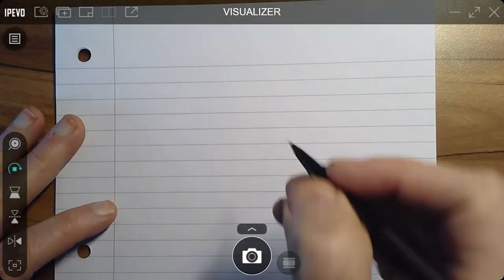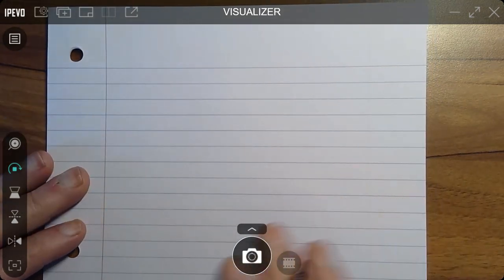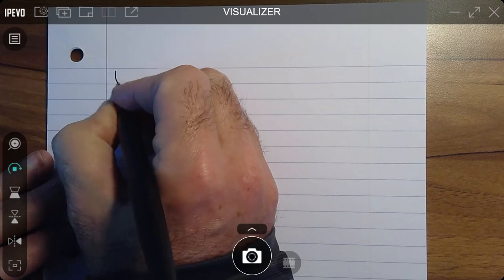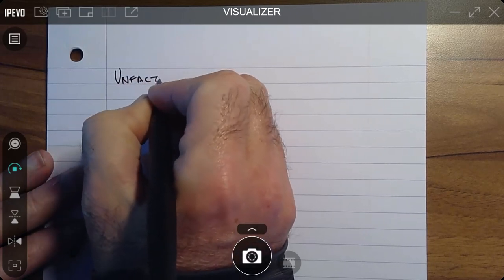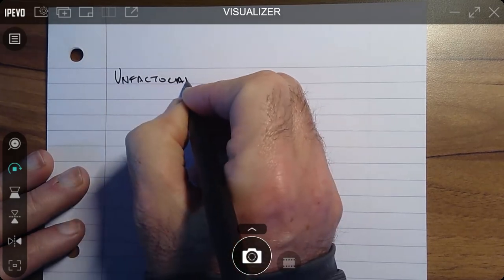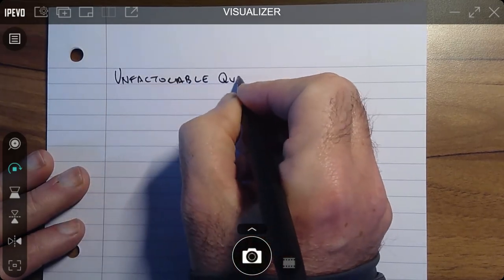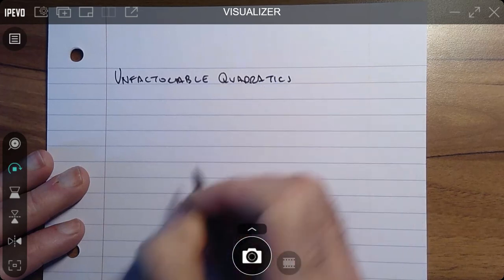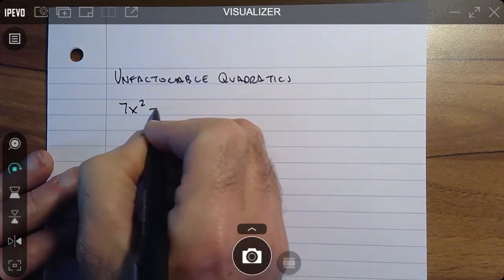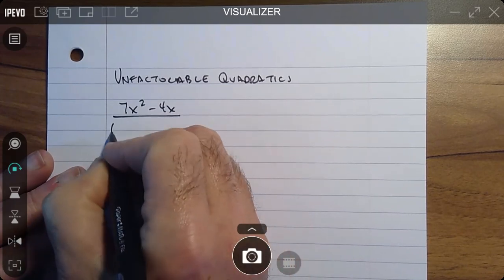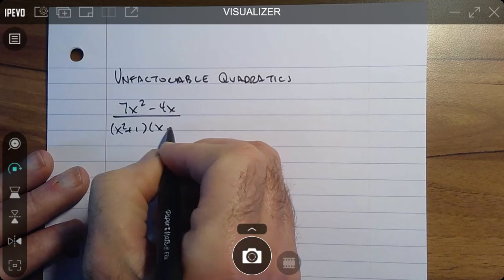I'm going to skip past that and jump into the other two versions. So the other two things we can have going on. I guess that was version 1, the nice ones. Version 2, we could have unfactorable quadratics. So say, for instance, 7x squared minus 4x over x squared plus 1, x minus 2.